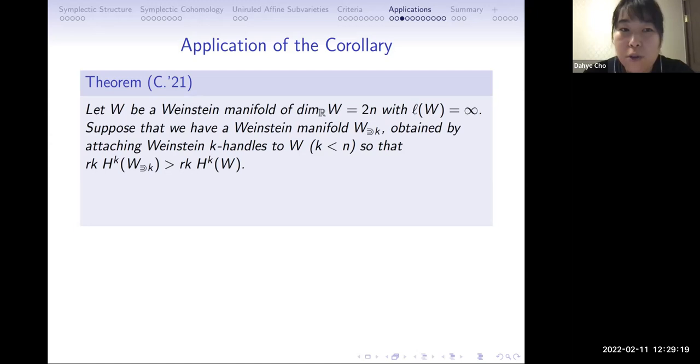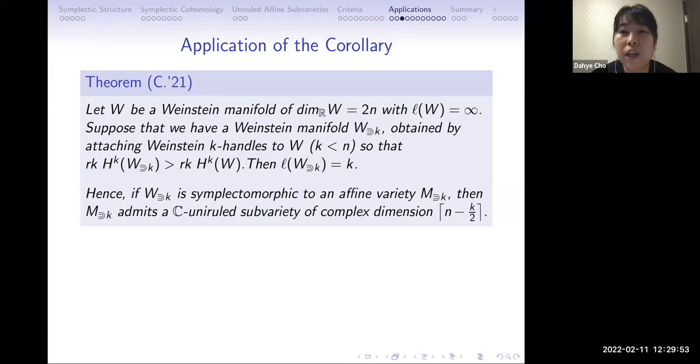Let's start with the L invariant of a Weinstein manifold. Infinity means none of its cohomology classes are hit by the delta map, so I put just infinity. Assume that we have a Weinstein manifold, then we can attach a Weinstein k-handle, so the length of cohomology is strictly bigger than before. Then the L invariant after attaching the Weinstein k-handle becomes k.